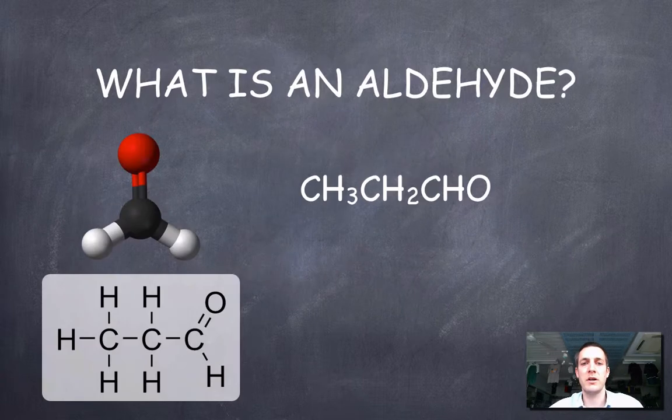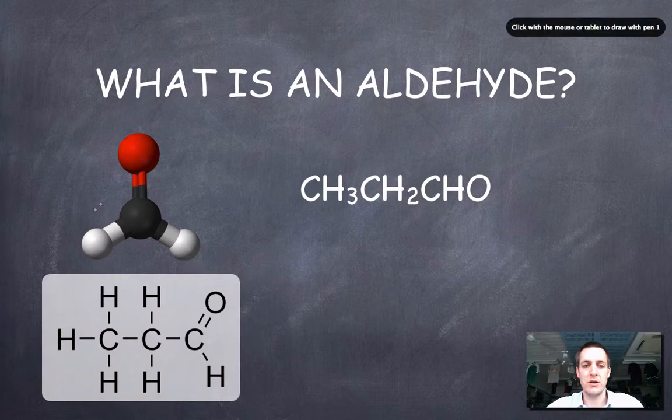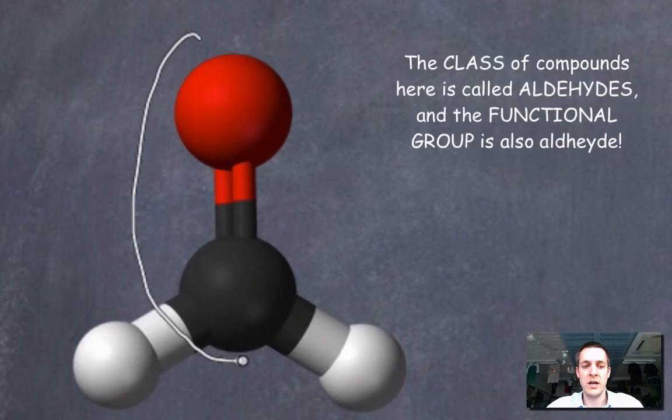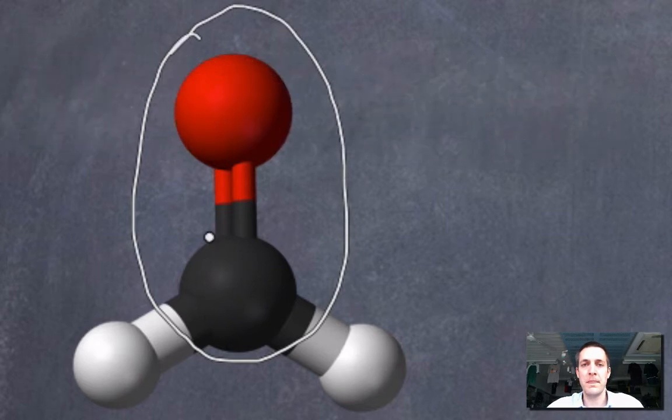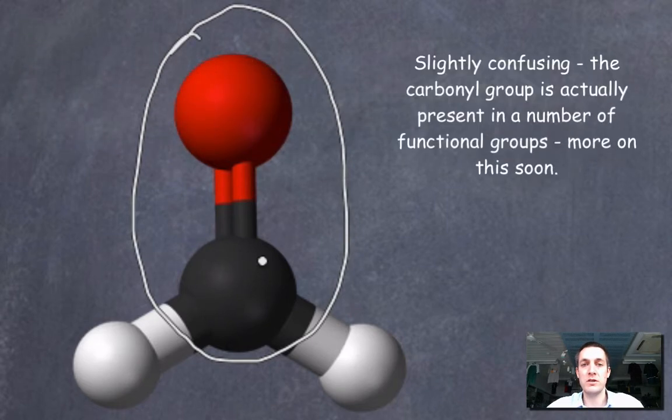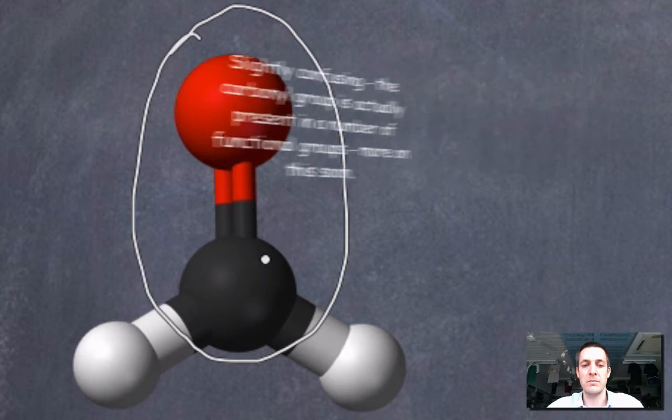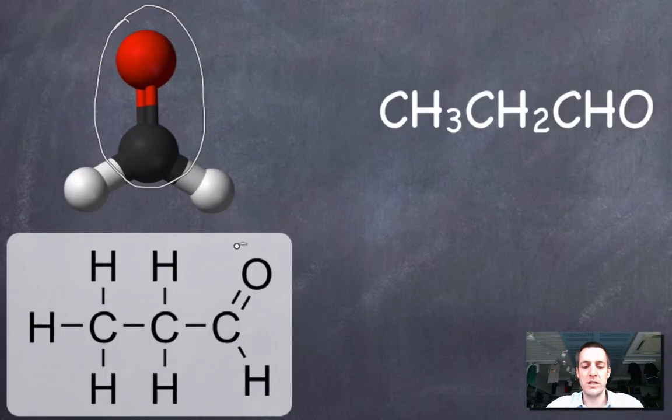Okay, so let's start off by looking at aldehydes. Aldehydes have in them, just like all the compounds we're going to look at in this film, a carbon-oxygen double bond. So here we've got the carbon and the oxygen, and they're joined together by a double bond. This is called a carbonyl group, and it's present in all these compounds we're looking at in this film.